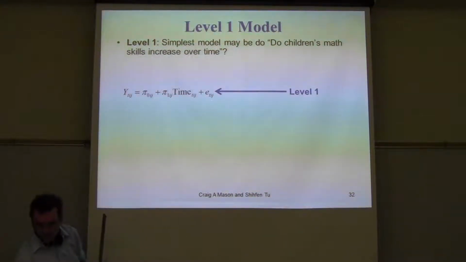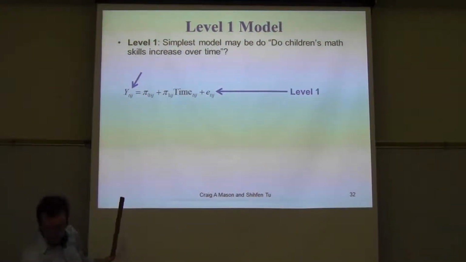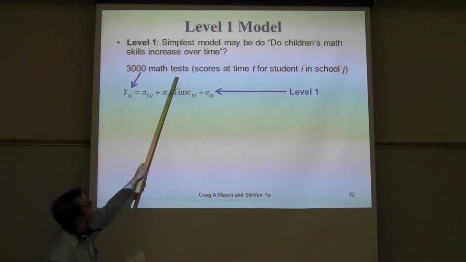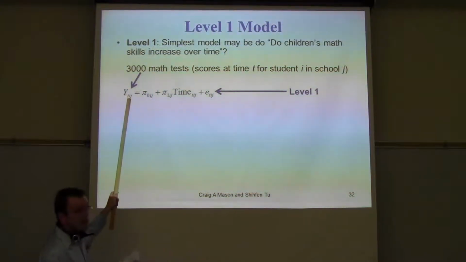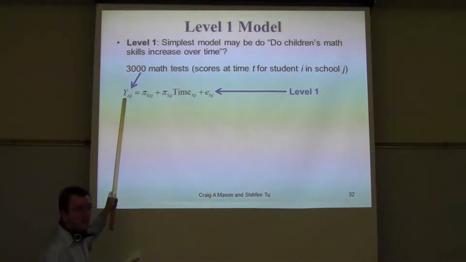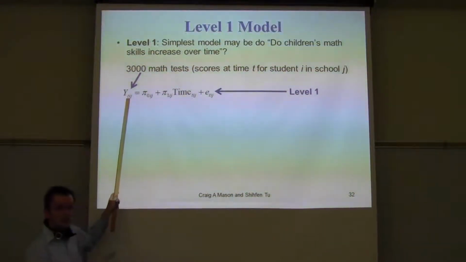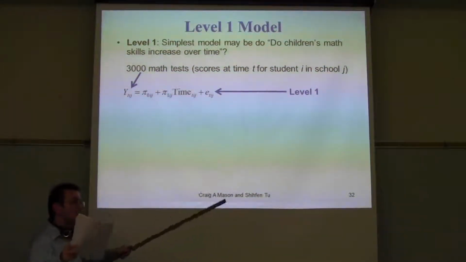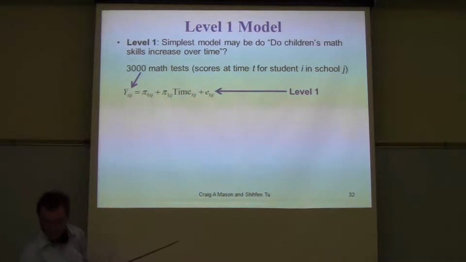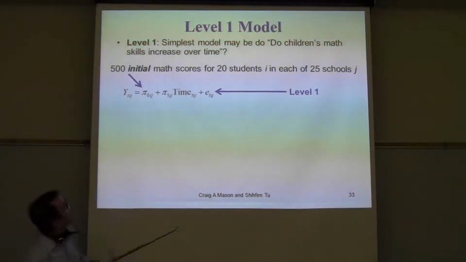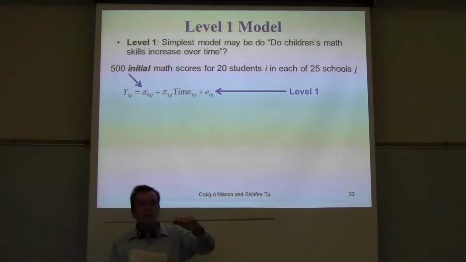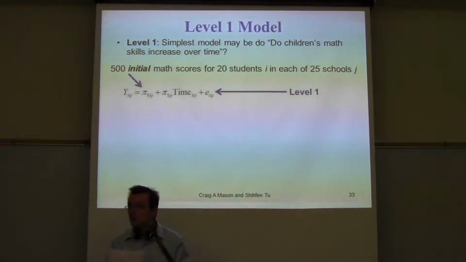So what we're doing here, we've got these 3,000 math tests. That's our y sub tij's. So there's 3,000 different assessments, 6 for each of the 20 kids in each of the 25 schools. Then we have 500 students. We're doing a growth curve for each of those students.